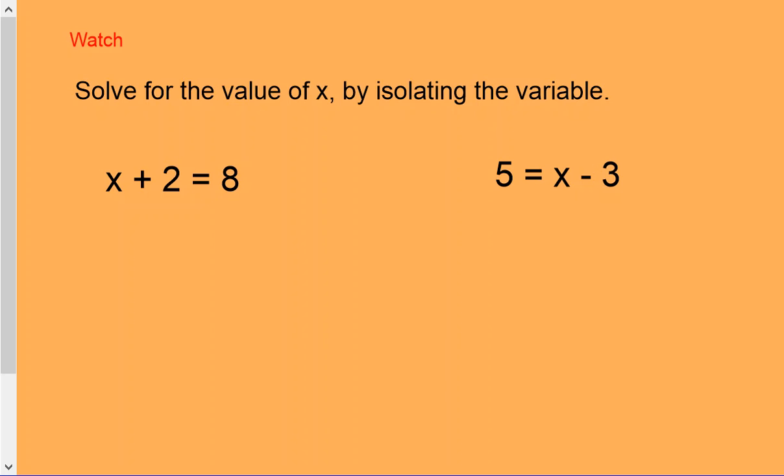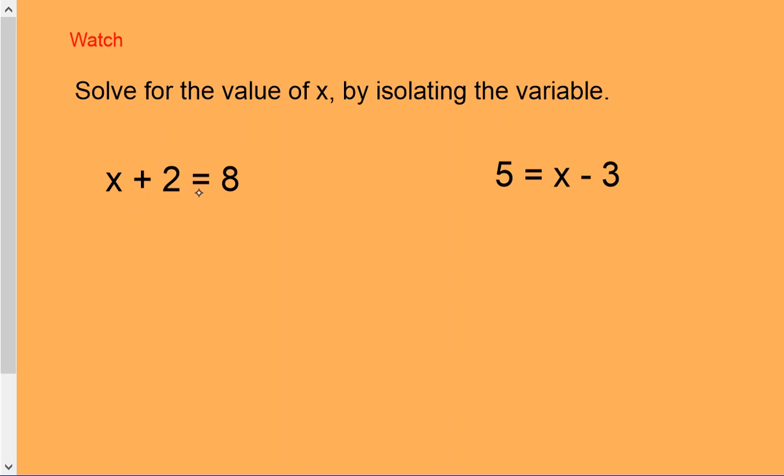Alright, on this slide I would like you just to watch as I solve for the value of x by isolating the variable. Okay, so in these equations, the equal sign tells us that the left side is equal to the right side. So both sides of the equation are equal. And our job is to figure out what is the value of the variable. And we have to do that by getting the variable by itself. So in the first one we have x plus 2 equals 8.